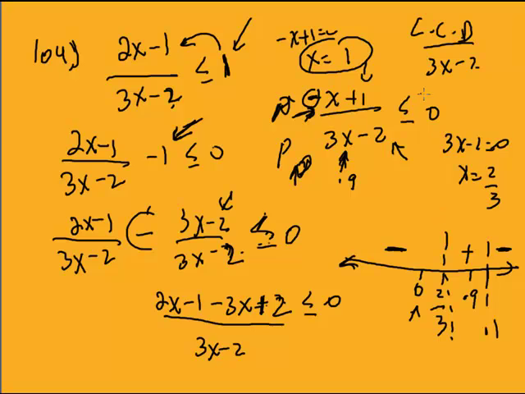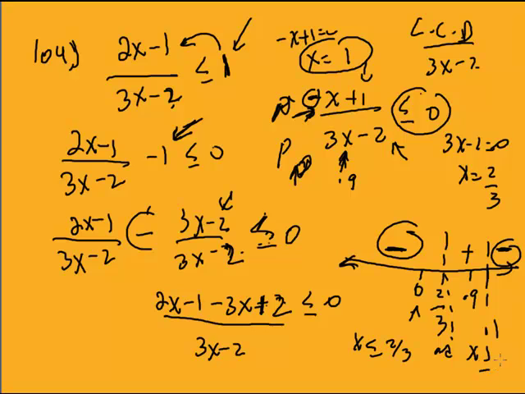We're looking to see where it's negative, less than or equal to 0. It's less than or equal to 0 there, and it's less than or equal to 0 there. You can write this as x is less than or equal to 2/3, and x is greater than or equal to 1.